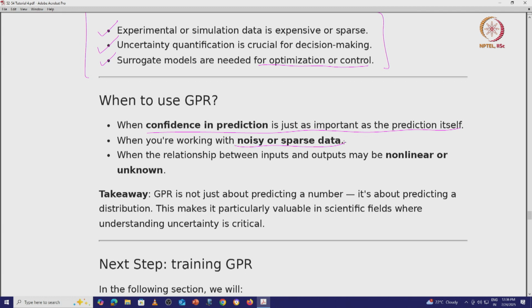It is particularly useful for noisy or sparse data, and also when the relationship between the inputs and outputs is nonlinear or unknown. So GPR is not just about predicting a number, it is about predicting a distribution, which makes it particularly valuable in scientific fields where understanding uncertainty is critical.